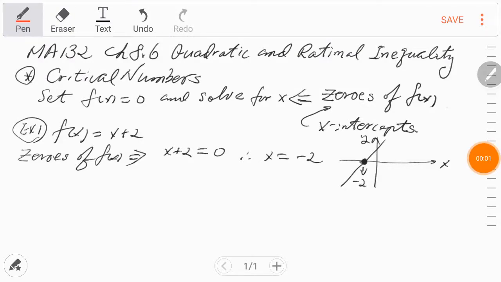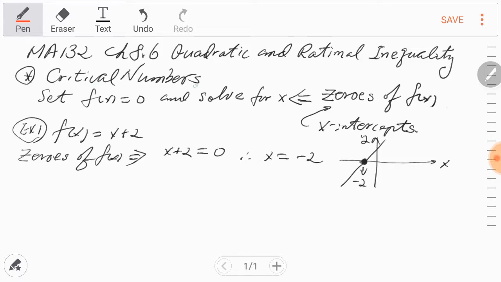Okay, this section is 8.6 about quadratic inequalities and rational inequalities. In this case, an inequality is where a function is less than or greater than something. So, let's check the definition of critical numbers.